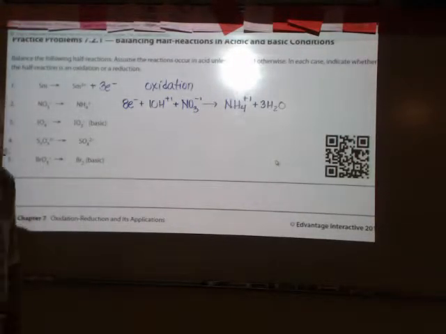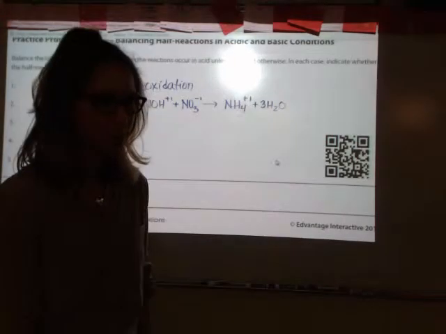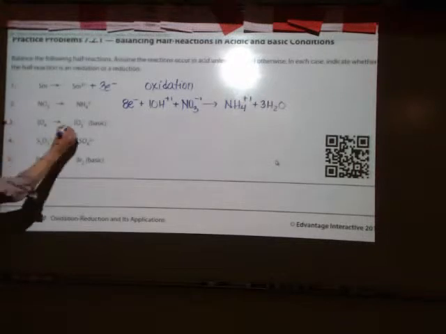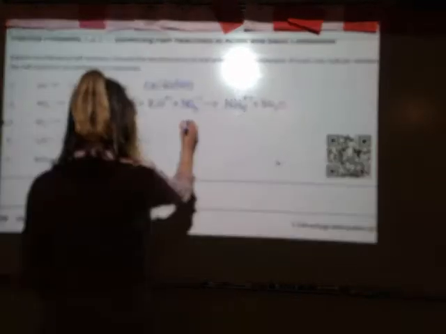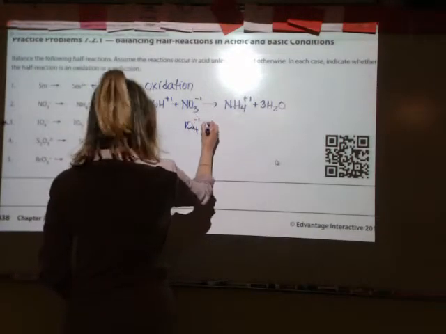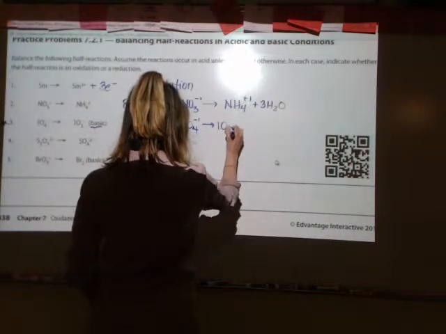Okay. Do you want me to do one in basic solution before I give you one to do? Yes. Okay, number 3 is basic. So that means we're going to add step 5 on at the very end. So everything will be the same except we'll add hydroxides in step 5. Okay, so IO4 -1 goes to IO3 -1.